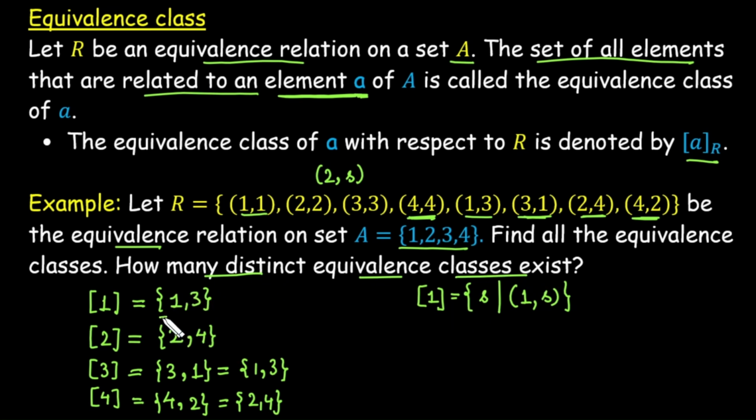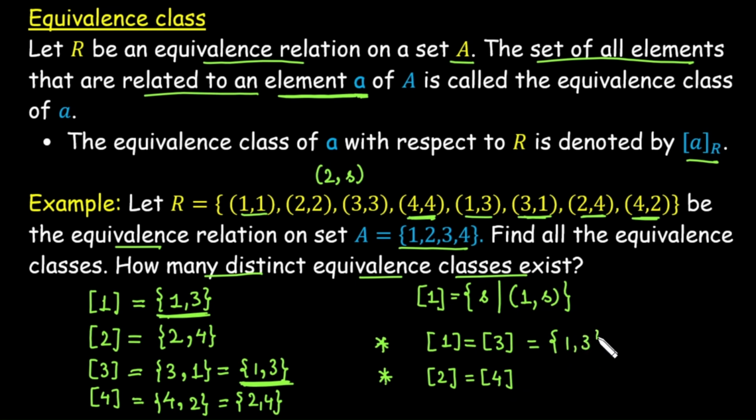Check it. Equivalence class of 1 and equivalence class of 3 are both the same. So in this case, equivalence class of 1 is equal to equivalence class of 3, and equivalence class of 2 is equal to the equivalence class of 4. In this class, we are getting 2 elements, that is 1, 3, and here 2, 4. It means we have 2 distinct equivalence classes.